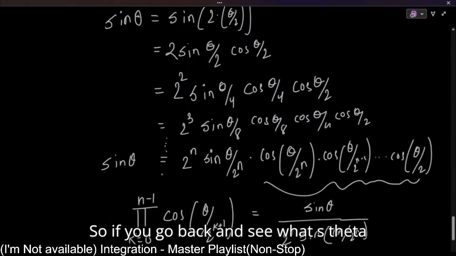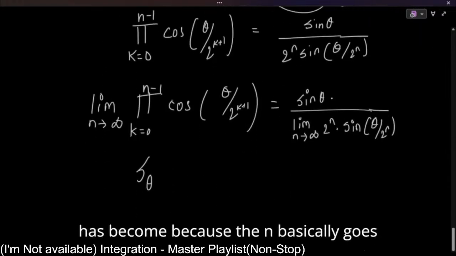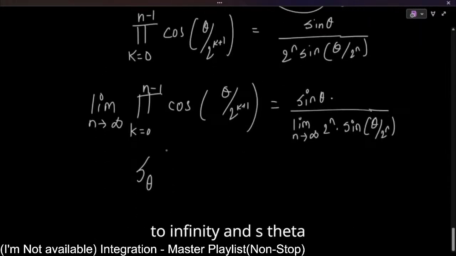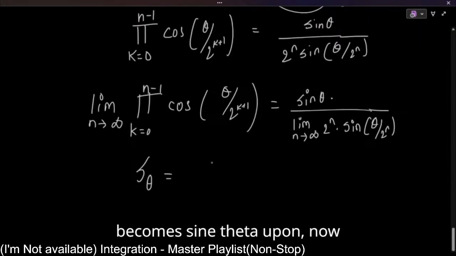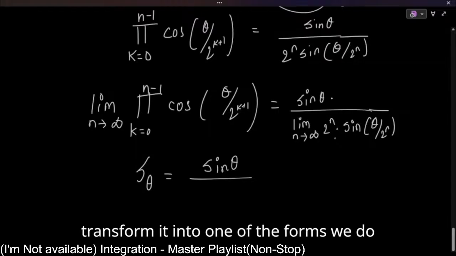So if you go back and see what s theta was, this was s theta. And this is what it has become, because the n basically goes to infinity. And s theta becomes sine theta upon. Now, how do we evaluate this limit?